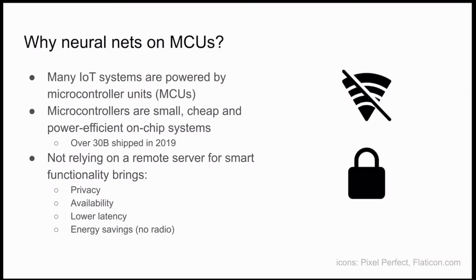Now, let's look at potential applications of deep learning models with small footprint. One such application is smart home and IoT devices. Such personal IoT devices are typically powered by microcontrollers. This is convenient because microcontrollers are small, cheap, and power efficient. Their systems are contained within a single chip, and in fact, tens of billions of units are shipped yearly.